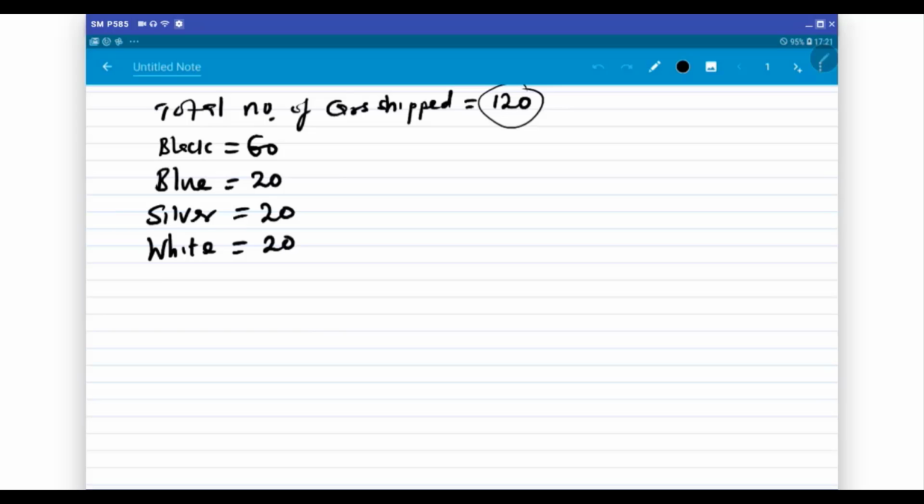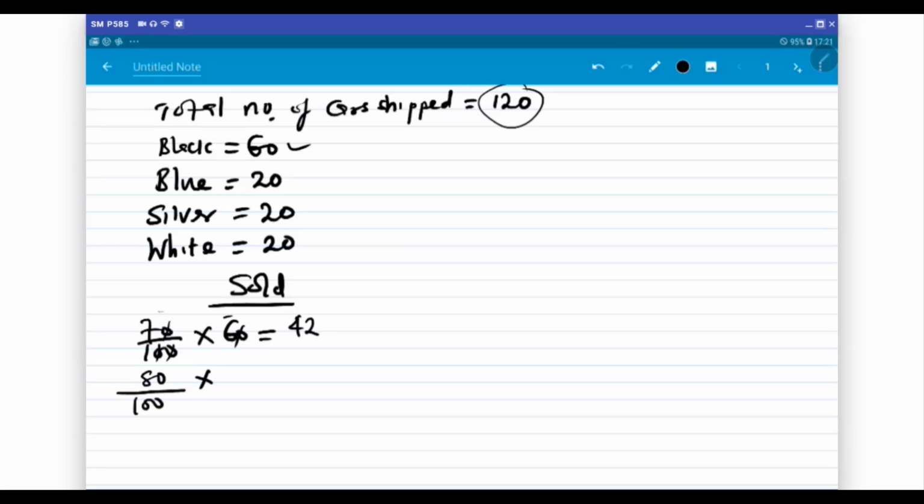So I will say sold. So we have 70% of the black, so that is 70 over 100 times black, which is 60. And what does that give us? Zero eliminates zero, so 7 times 6 gives me 42. The question says again that I have 80% of the blue cars sold. So 80% of blue, that's 20. So this eliminates this, I have 16.